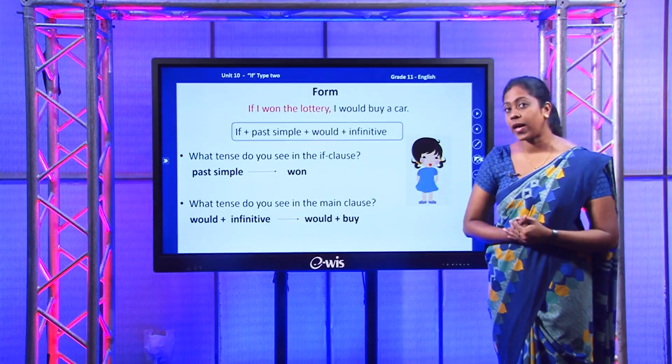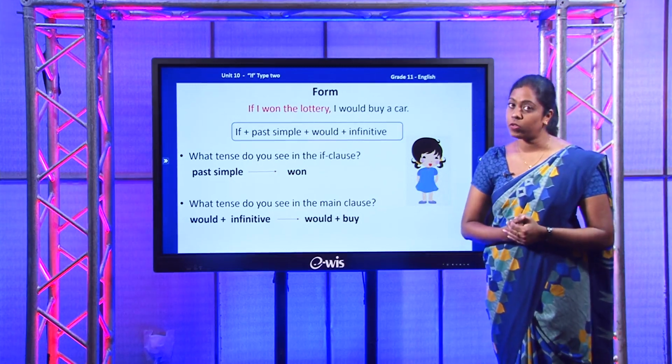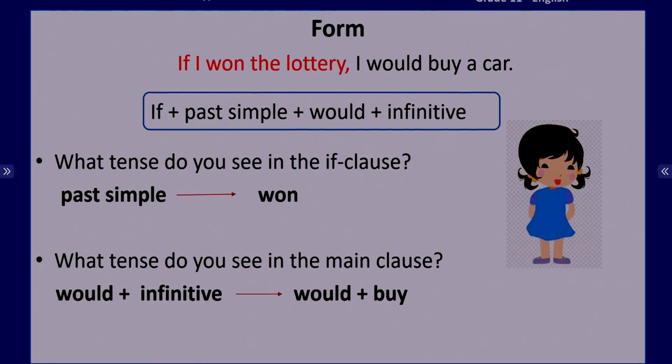Right, now let's take a look at the form. Another important fact you have to keep in mind. Right, now please recall what you did in if clause type 1. Remember the verb forms and take a look at this one. If I won the lottery, I would buy a car. What do you see in the if clause? What tense do you see in the verb used in the if clause? One is the past form of win, right? So we are using past simple form in the if clause.